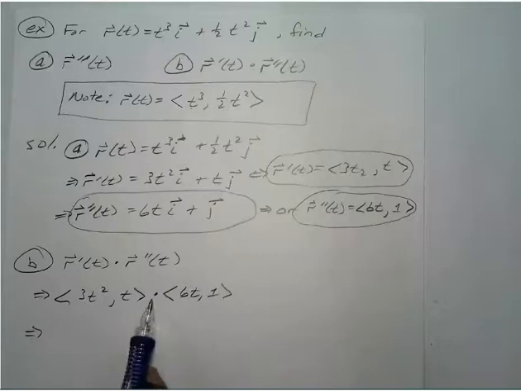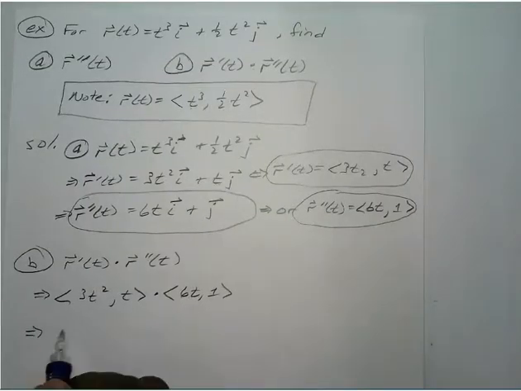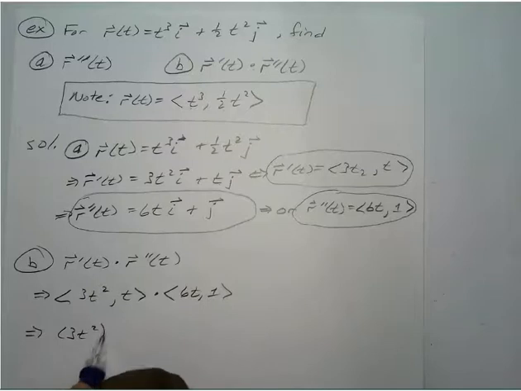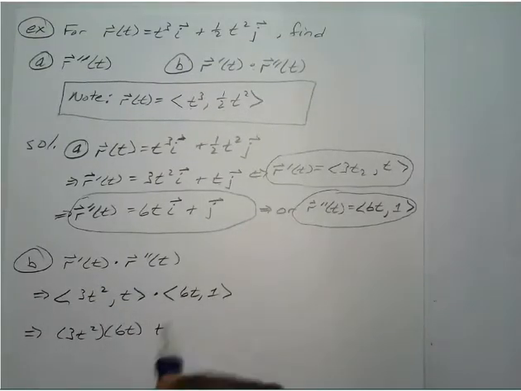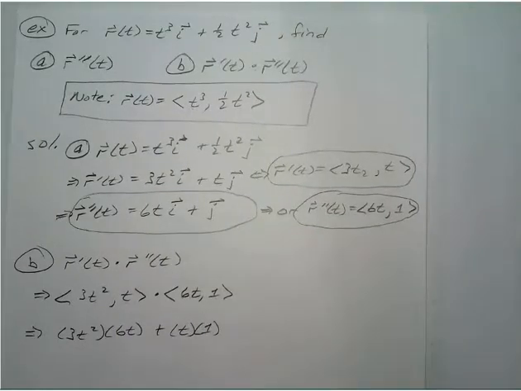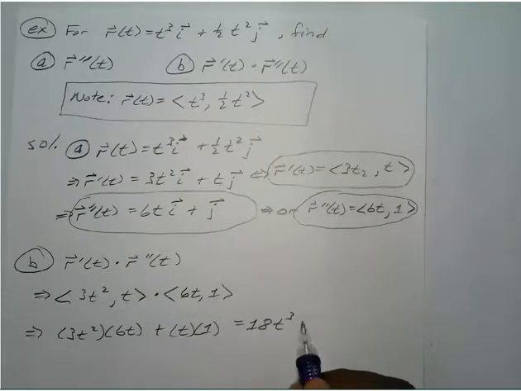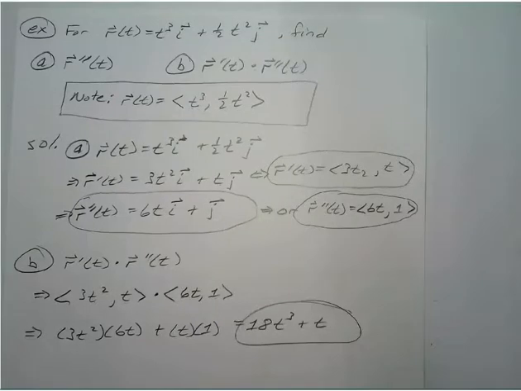Okay, now remember with your dot product, you multiply the first terms. So you have 3t squared times 6t plus, now you multiply your second term, t times 1. Okay, so you have 18t to the third plus t. So that's the dot product of your first and second derivatives.